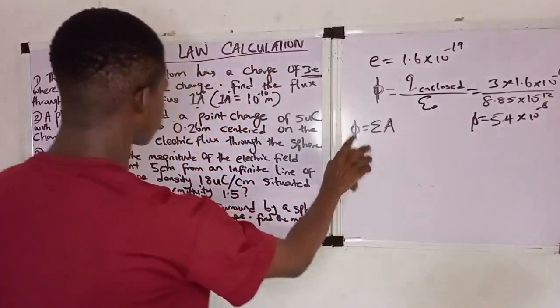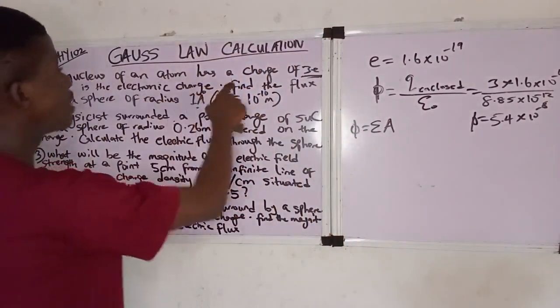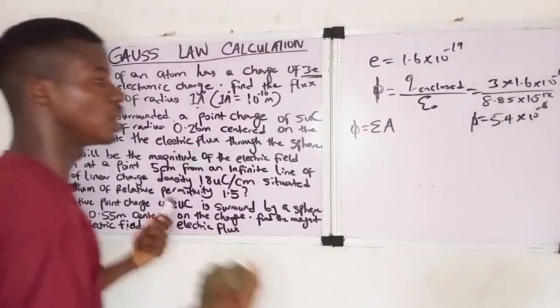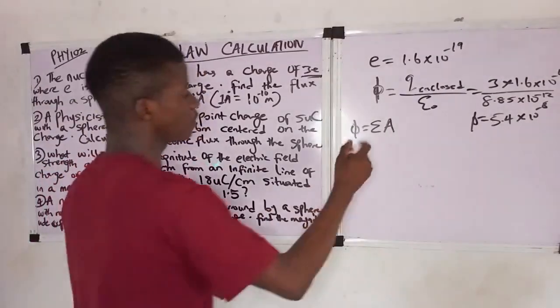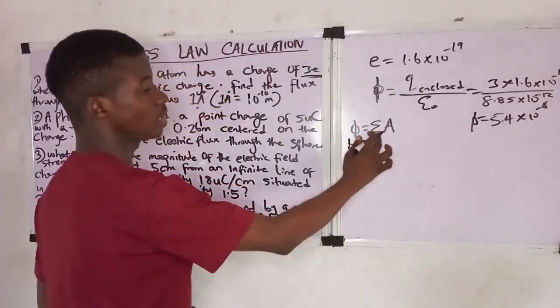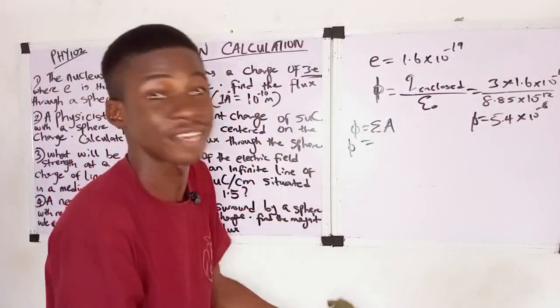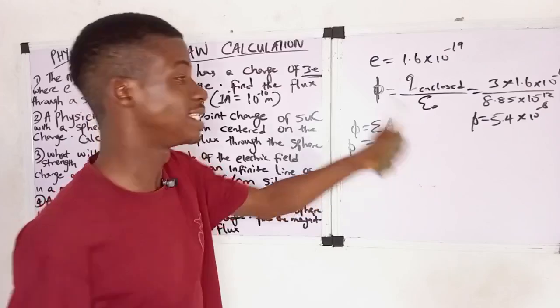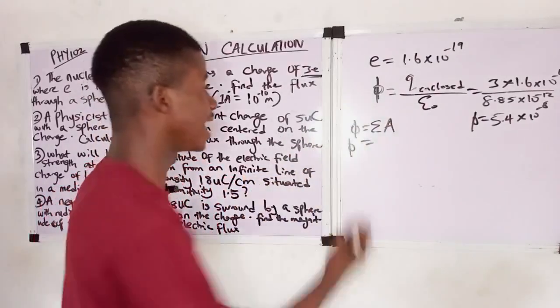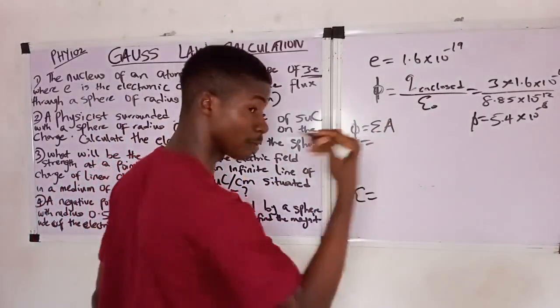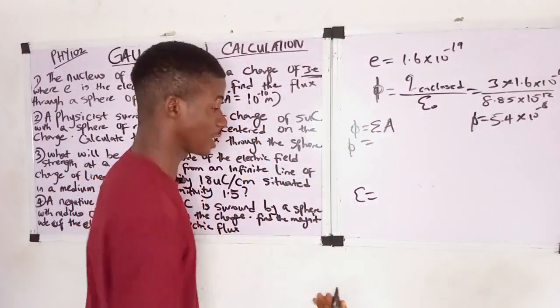Now remember, I said find the flux through a sphere of radius 1 angstrom. So we are looking for flux. Now, where is the electric field? We need to look for the electric field first, then we look for the area, then multiply them, and we get our answer. Remember, electric field is what from the previous class. I advise you to go through our previous class.